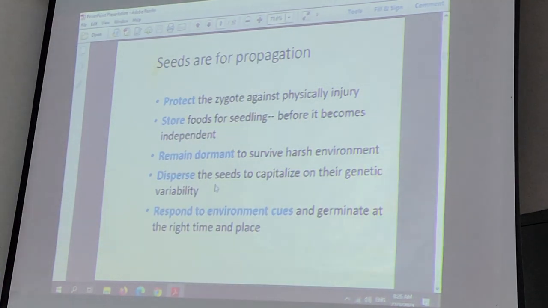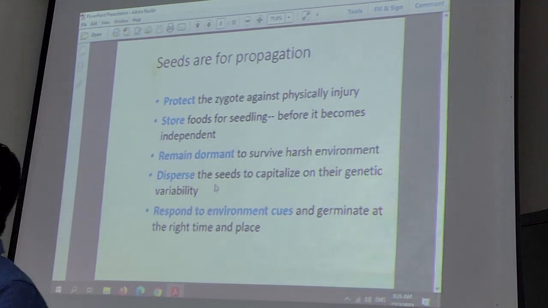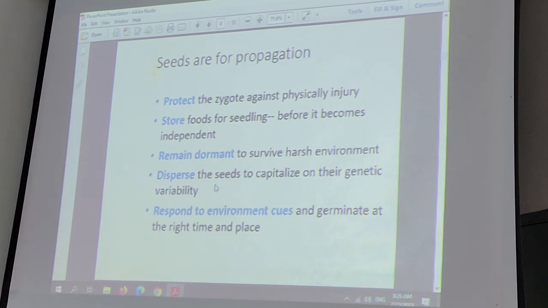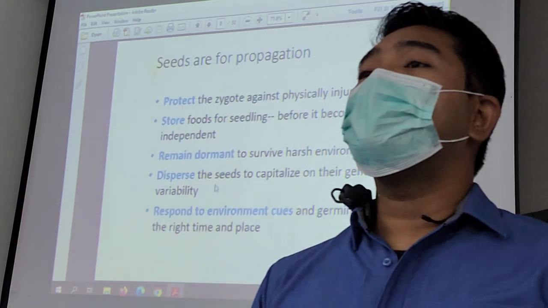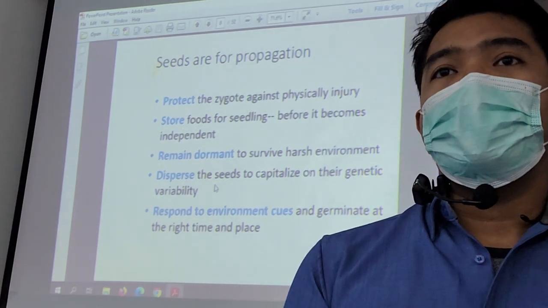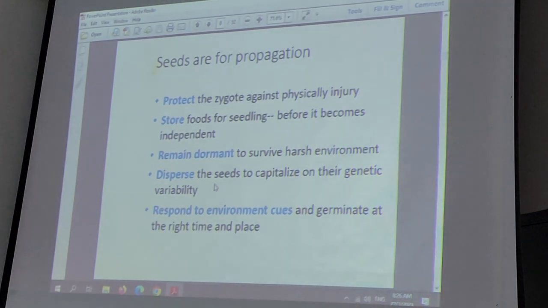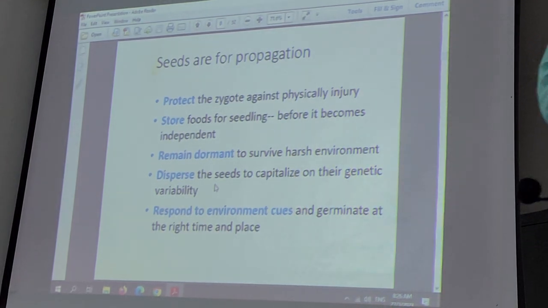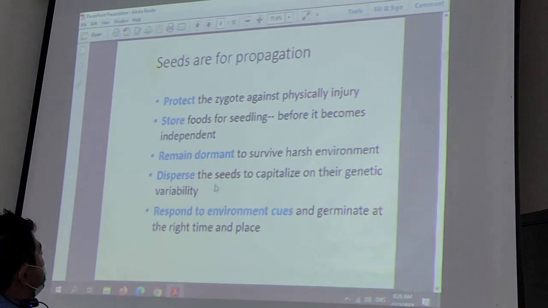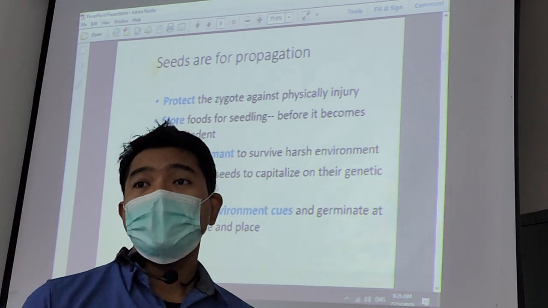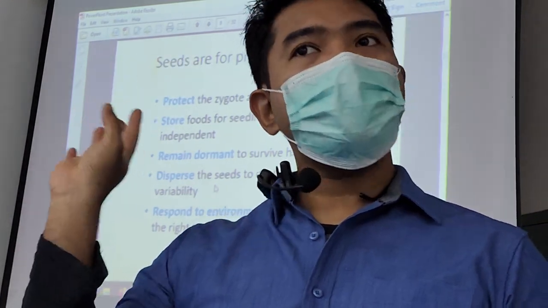Seed dispersal ensures that the resulting seedlings face a minimum or acceptable amount of competition, okay? Competition to get what? To get life resources. Water, nutrients, light, spacing. What else? Love. Okay? And respond to environmental cues and germinate at the right time and the right place. That's why you see some seeds actually have eyes. You know, seeds got eyes.